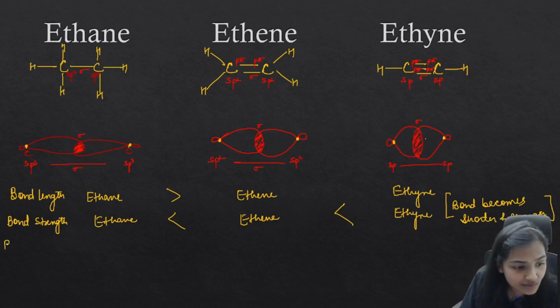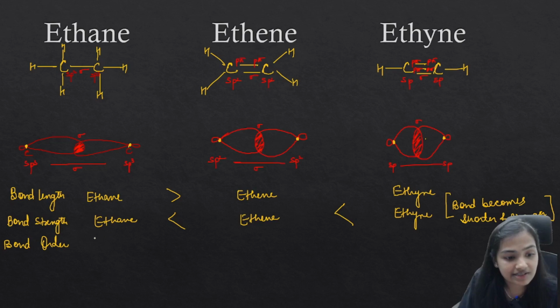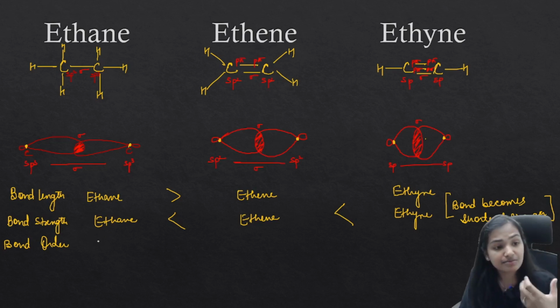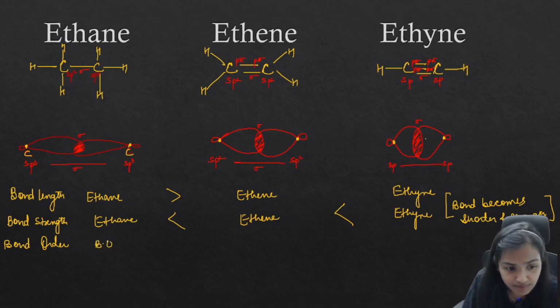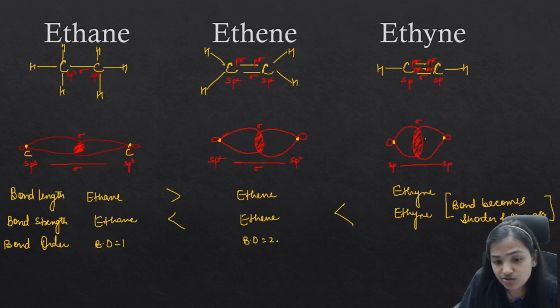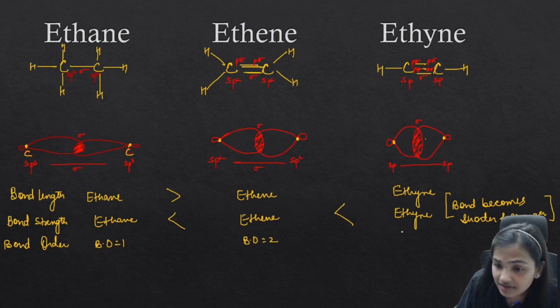If there is a question about the bond order, what can you say? Here the bond order means the number of covalent bonds between the carbon and carbon. So we are just doing a comparative study between the carbon and carbon. Here in ethane, the bond order is equal to 1. In the case of ethene, the bond order is equal to 2. There are 2 covalent bonds. And in the case of ethyne, the bond order is equal to 3.